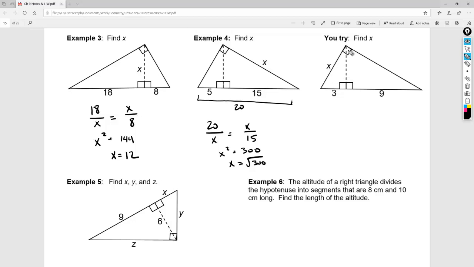All right, I want you to go ahead and give this one a shot, so pause the video now and try this, and then see if you got what I got. All right, so we're going to approach this the exact same way that we approached example 4. First I have a hypotenuse length of 12. So setting up, I know that 12 is to my leg x as x is to the segment adjacent to my leg, so 3. So x squared is 36, x is going to be 6.